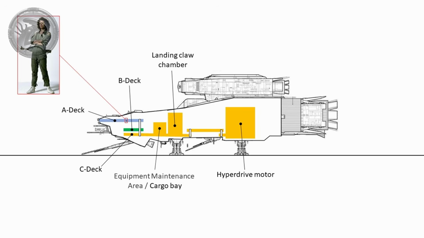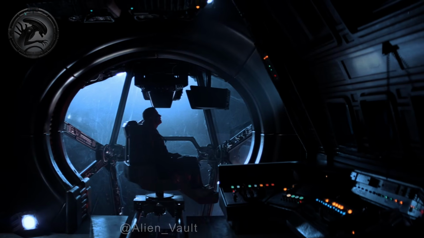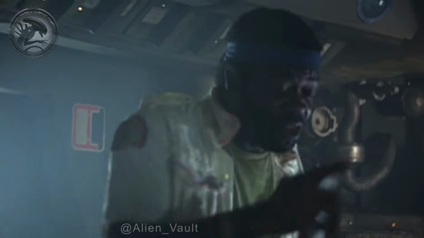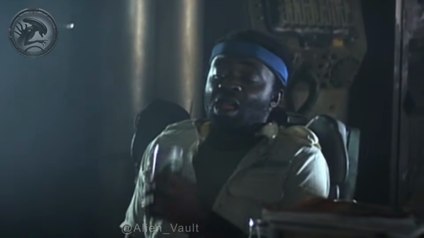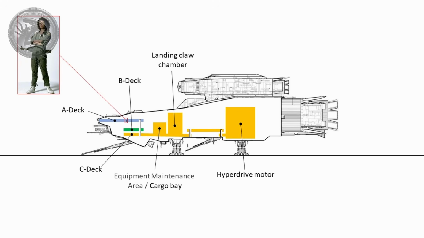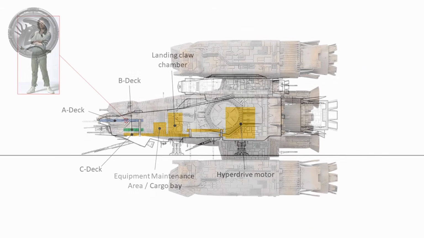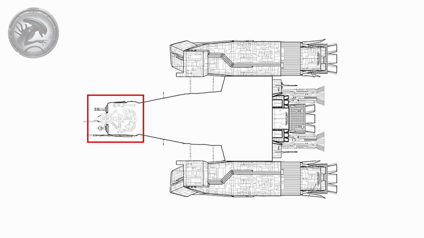It also houses Ash's observation blister, as well as Brett and Parker's engineering station, which includes the auto-destruct console. C deck also allows access to the ship's machinery and structures. Most of the ship's events take place on the A deck.